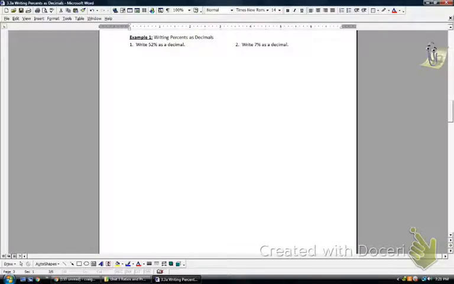So here's our first example. Write the percents as decimals. Number 1 says write 52% as a decimal. So the first thing I'm going to do is take off the percent sign. That's according to my algorithm. Then my decimal point is understood to be here. I'm going to move it 2 places to the left, so it's going to end up here. So my answer is 0.52.